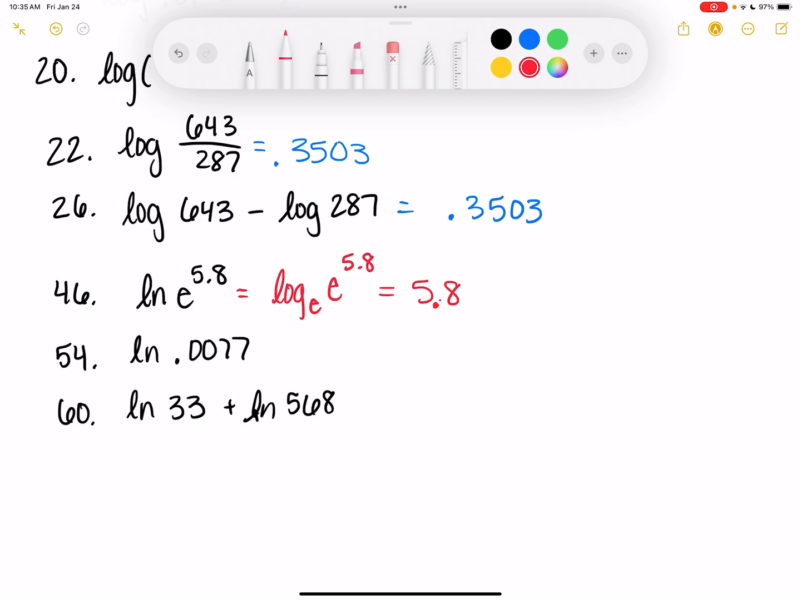For 54, we'll just do the ln of 0.0077. And I get negative 4.8665. So they still want 4 decimal places on these ones.